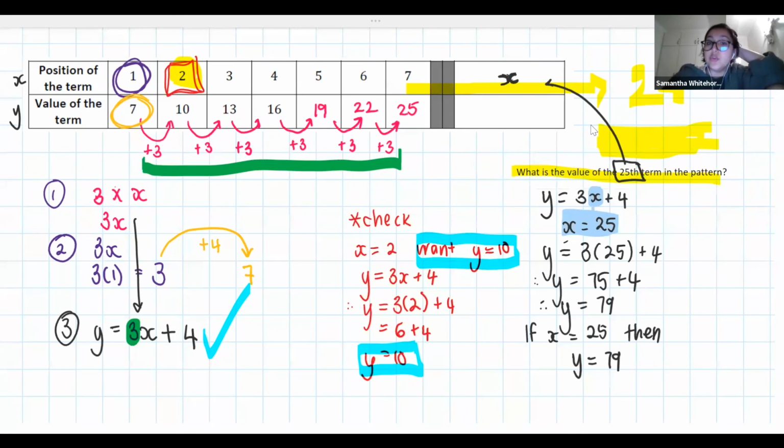Okay, so using your rule is very, very important. Let's see if we can do another one. Right, so I'm going to add it down here at the bottom.